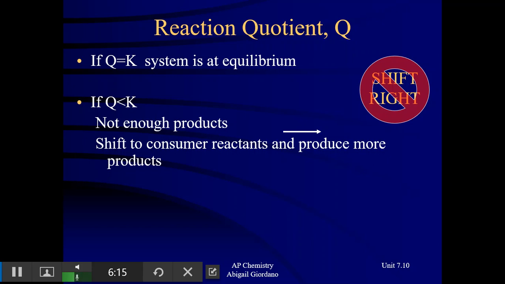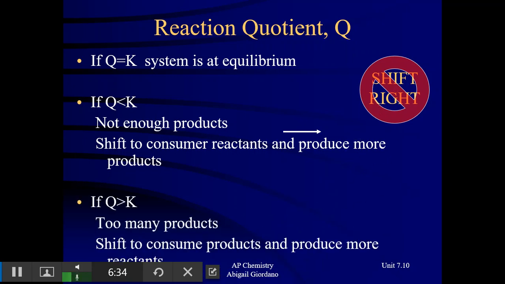It's kind of an old way to say what's happening here. You need to be more descriptive and say this reaction will shift to consume reactants and produce more products. Okay, please don't say shift right. Okay, what about the other situation?